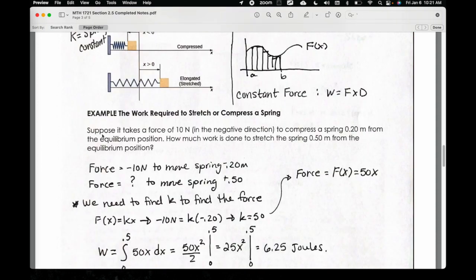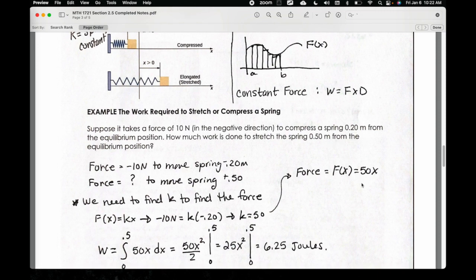Suppose it takes a force of 10 newtons in the negative direction to compress a spring 0.2 meters from the equilibrium position. How much work is done to stretch the spring 0.5 meters from the equilibrium position? So the first part of this example is giving us enough information so that we can figure out a formula for the force. Then we're going to use that to answer the question, how much work is done to stretch the spring 0.5 meters from the equilibrium position.